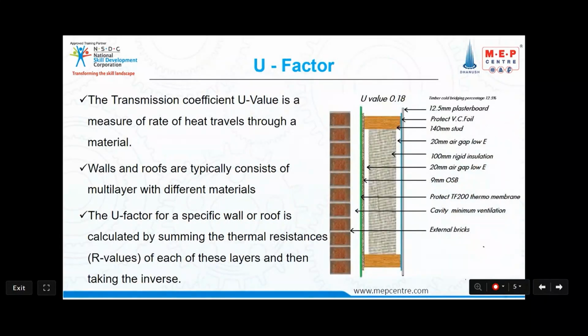So what is U factor? U factor is the transmission coefficient. U value is measured as the rate of heat travel through a material. How much heat travels through a material, that is called U value. Walls and roofs typically consist of multiple layers with different materials.